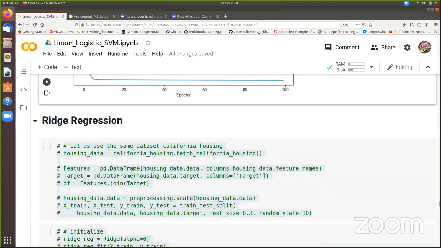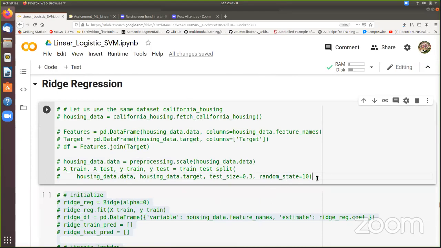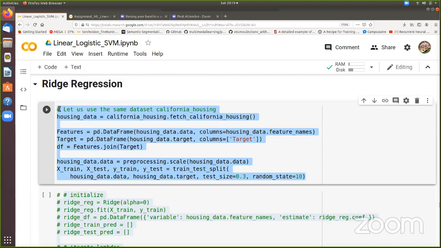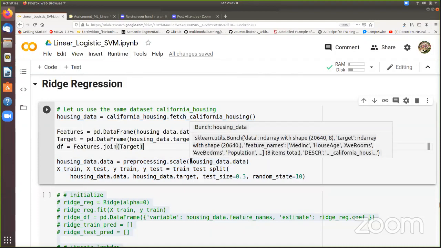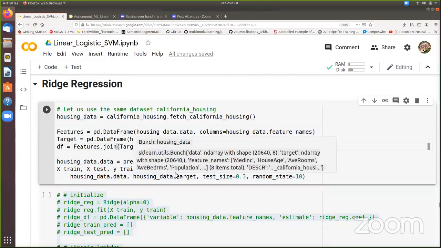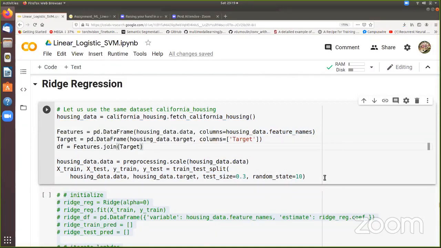So now ridge regression. For ridge regression, the basic idea is to get rid of overfitting by adding a term to the objective function, which is the mean square error. Here we use the same data set, California housing, and we fetch the features and targets and join them in a data frame as we did before. The only difference is that we do the pre-processing using the function in scikit-learn. And we use all the eight features which we have, and we split our data set into training and testing.